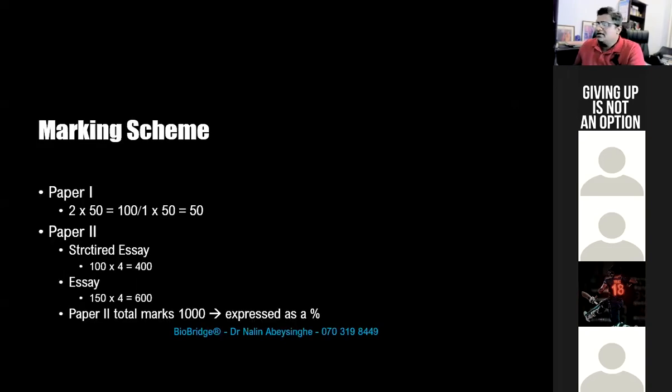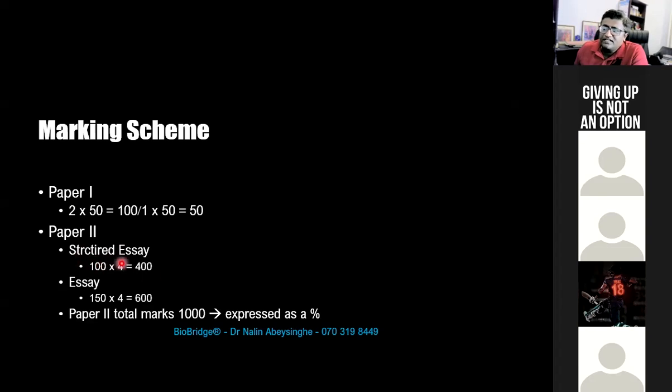Then how the marks are allocated. Paper 1, in certain years they have given 1 mark per question and it was 50 marks. In some years they gave 2 per question and it will total 100, right? So it might vary, don't worry, but paper 2 is something fixed, right?